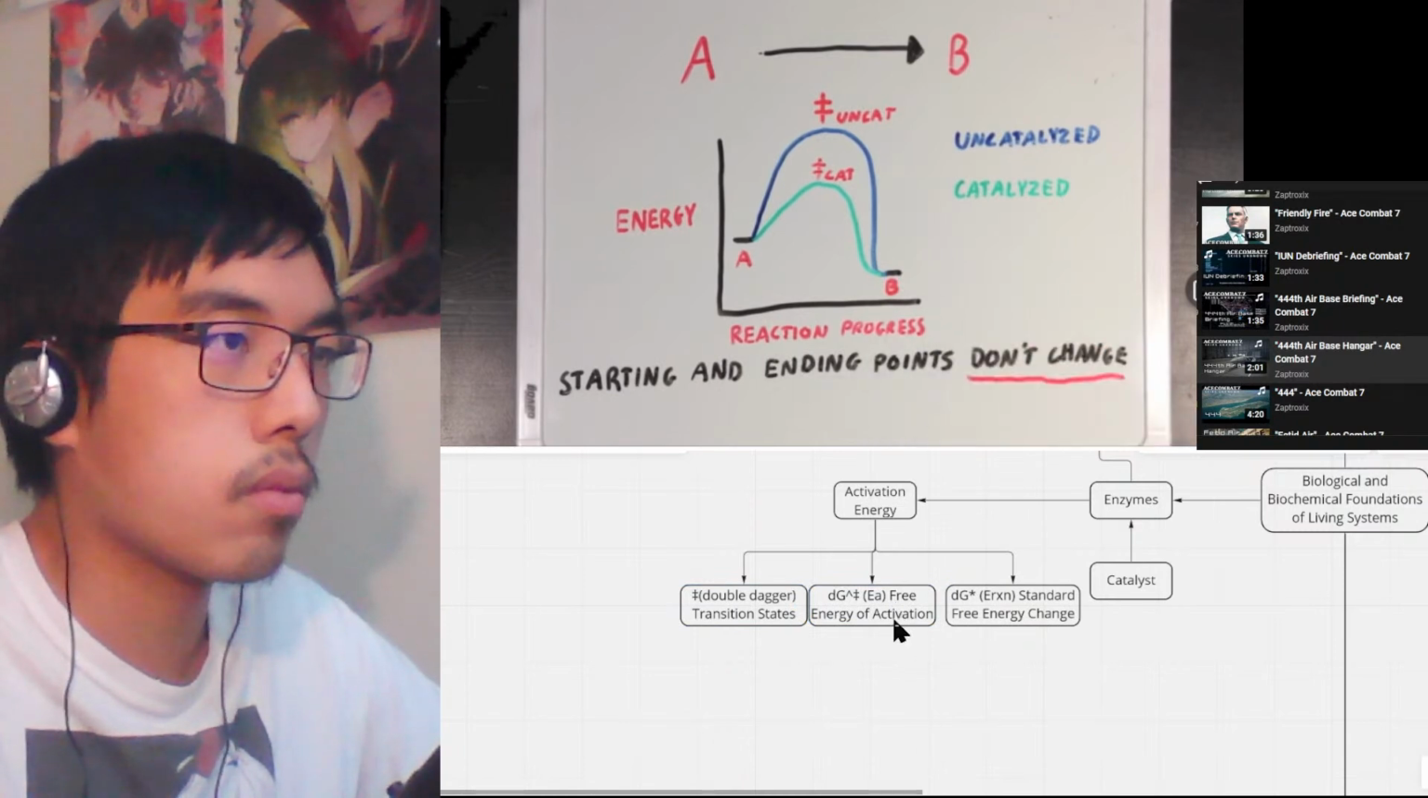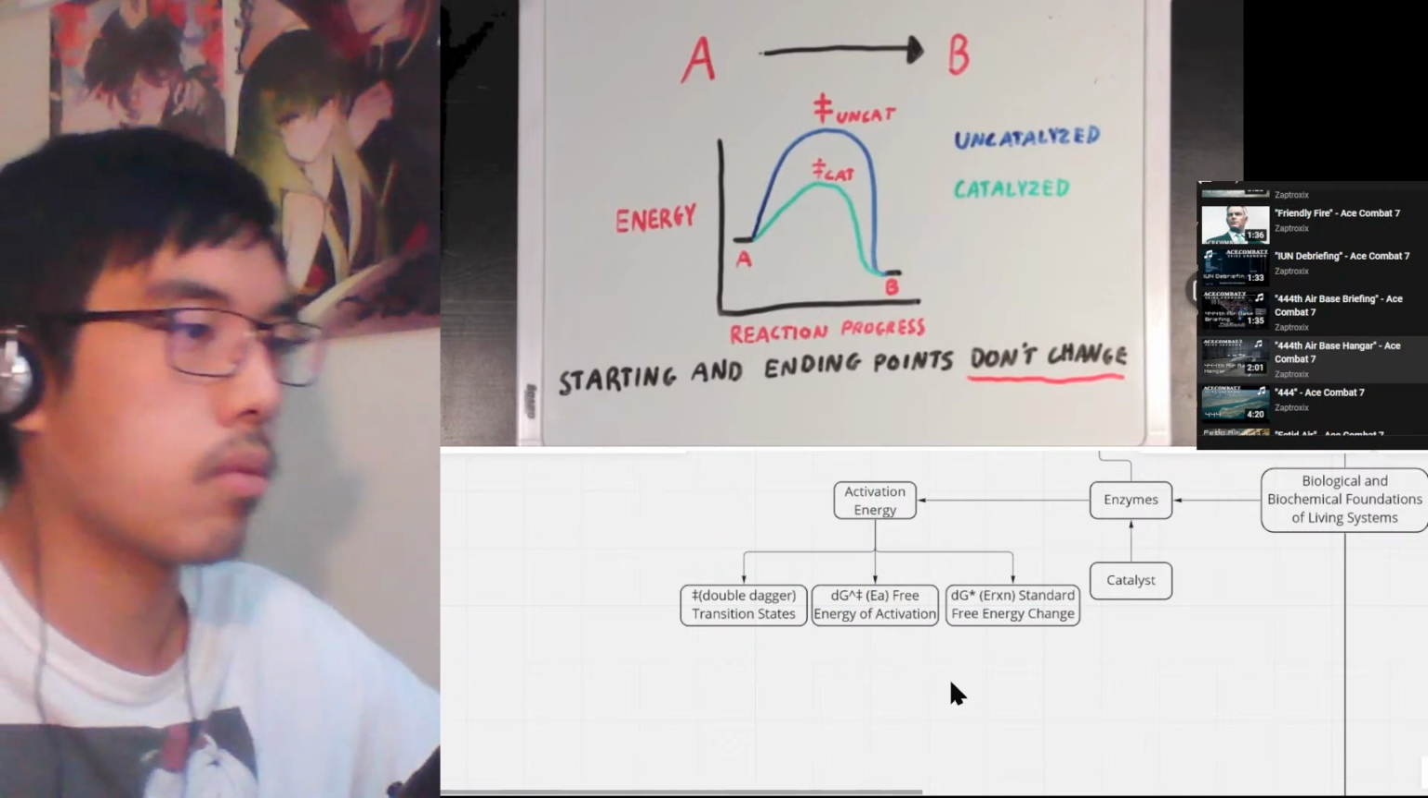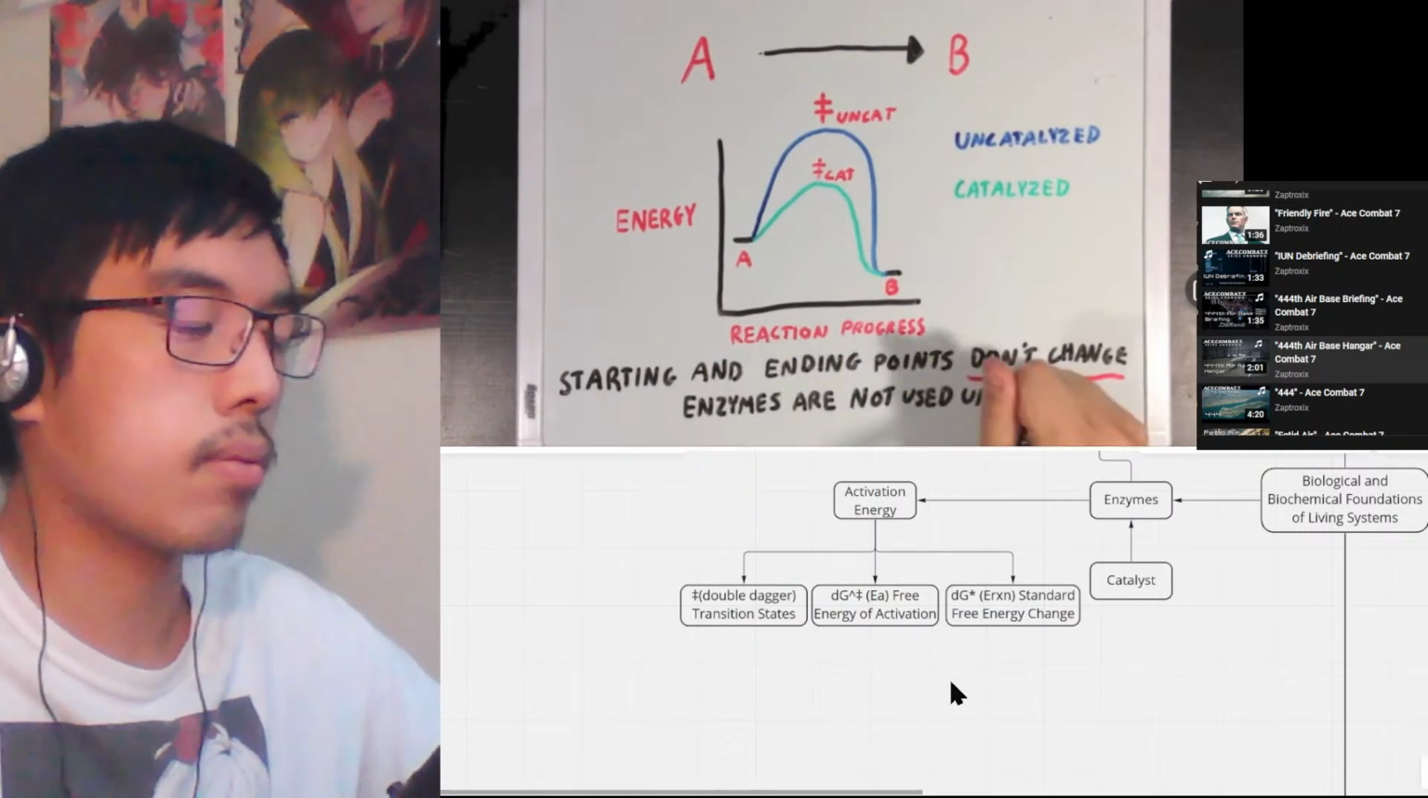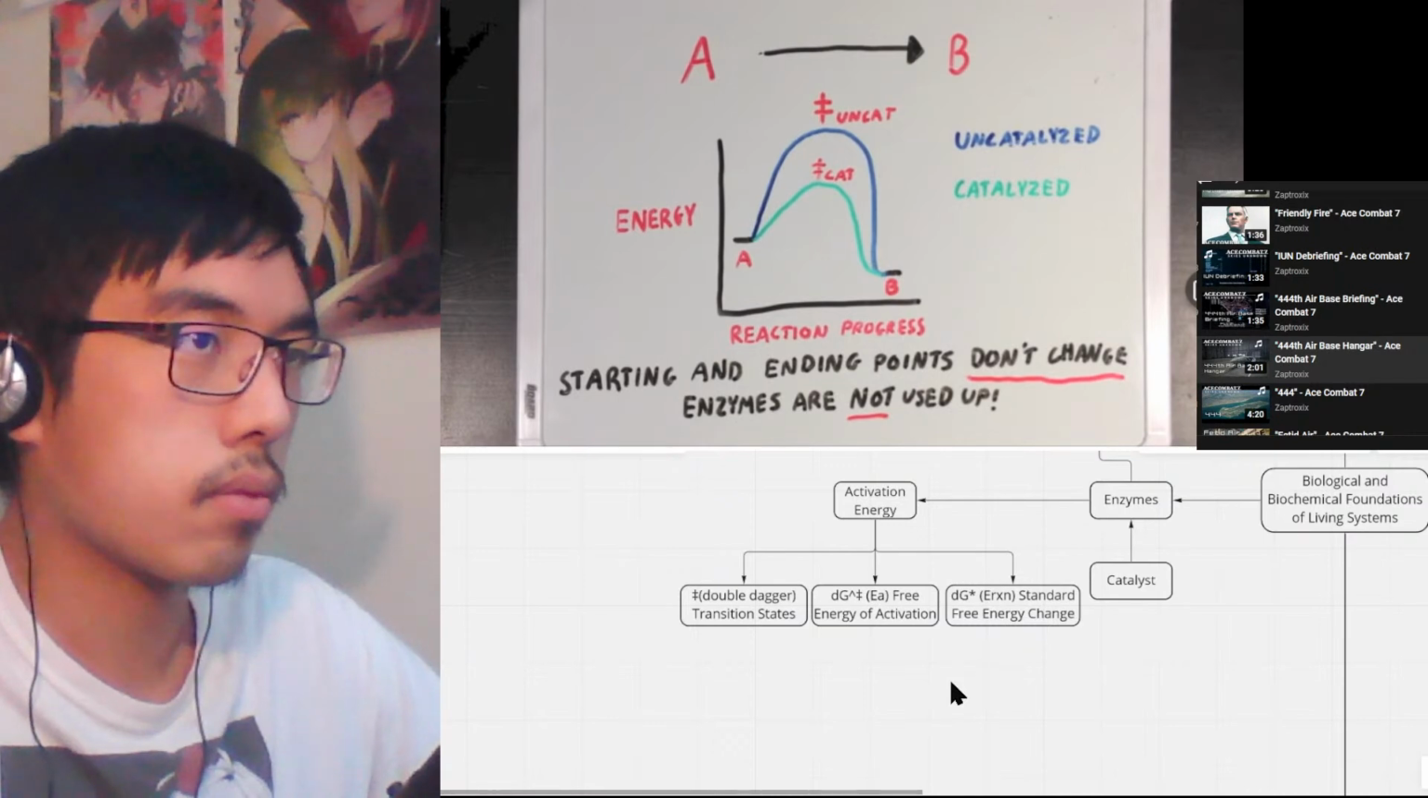It doesn't change molecule A or molecule B. Your starting and ending points are always the same, and the only thing that changes is the path that you take to get from A to B. Now, since our starting and ending points aren't changing, it follows that the enzymes are not used up when they catalyze a reaction, and there is no permanent change to the enzyme following the reaction.